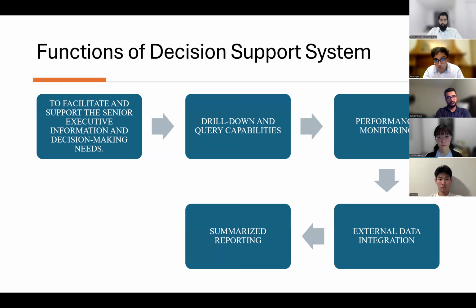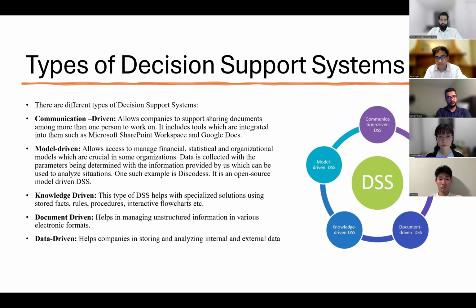Now, I would like to move forward and talk about the types of decision support systems. When it comes to the types of decision support systems, there are 5 different types. So basically, you have your communication-driven decision support system. There's a model-driven decision support system. There's a knowledge-driven decision support system. There's a document-driven decision support system. And you also have your data-driven decision support system.